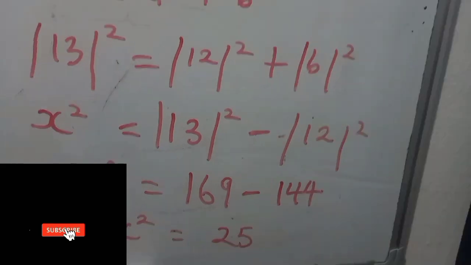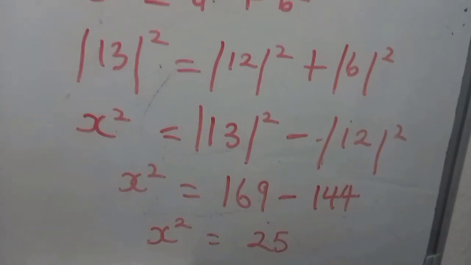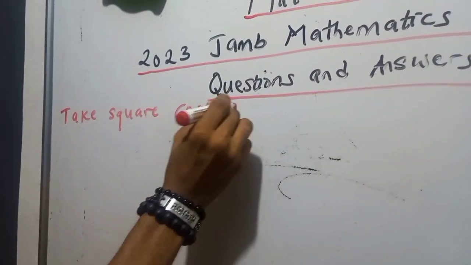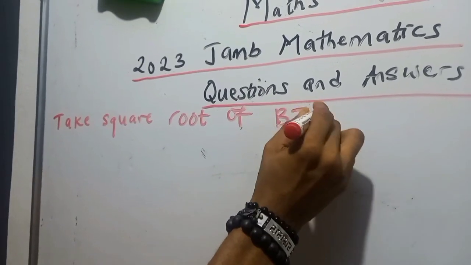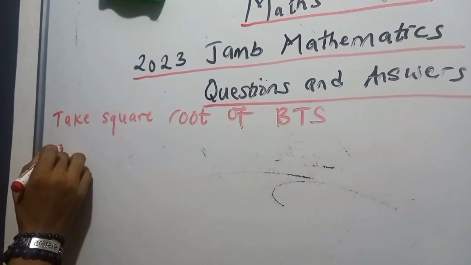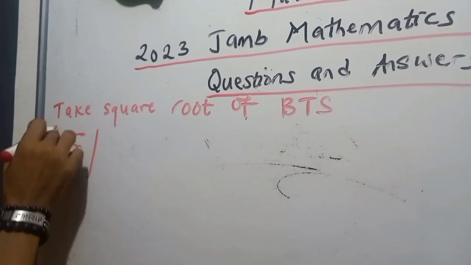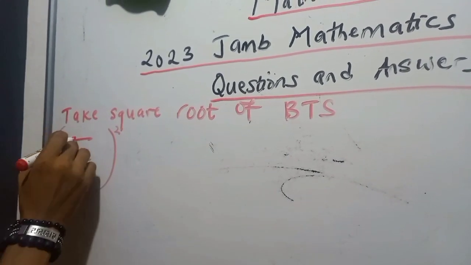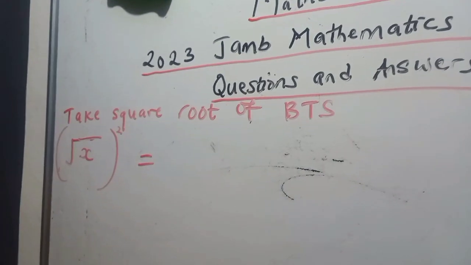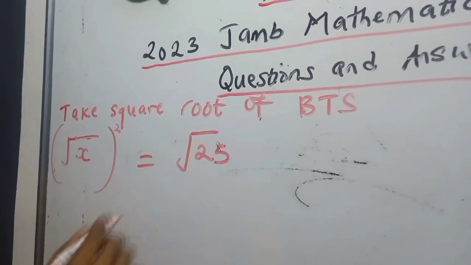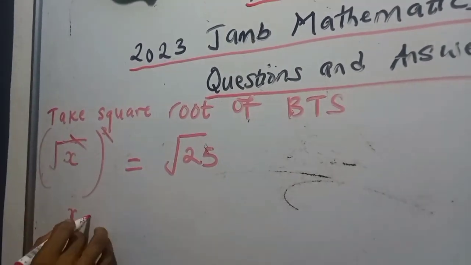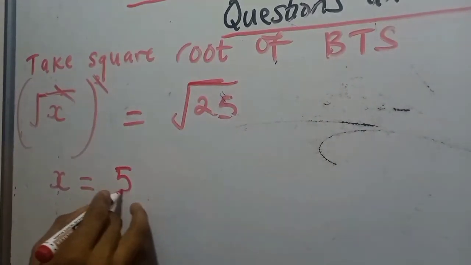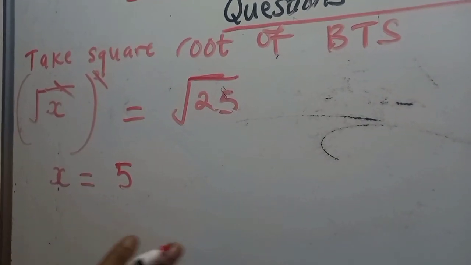Okay, so x squared equals 25. Take the square root of both sides, which means the square root of x squared equals the square root of 25, so the square cancels the square root and we have x. The square root of 25 is 5. So x is 5.